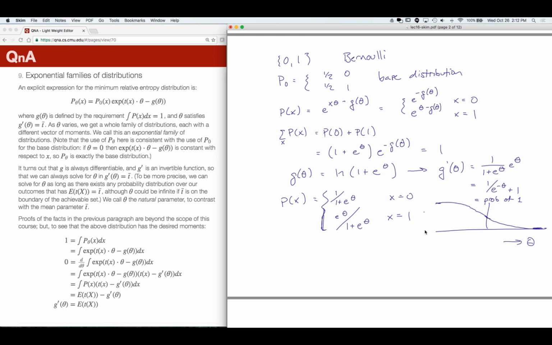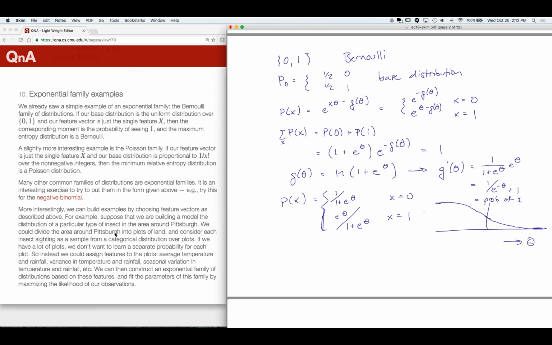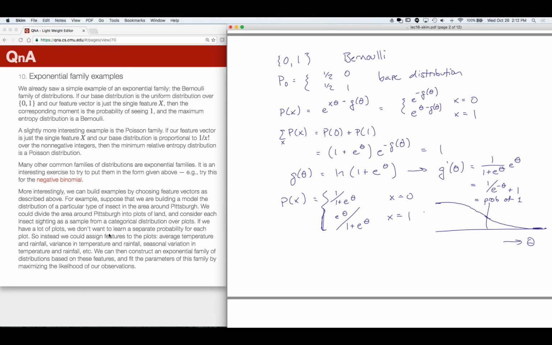And so in this example, it seems kind of silly to go to all of this extra trouble to model it that way. In fact, it is kind of silly for just a Bernoulli. But it's nice to see an example that we've already seen before expressed in the form of an exponential family.